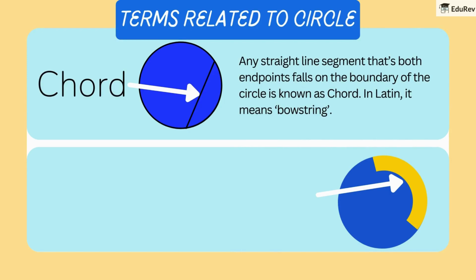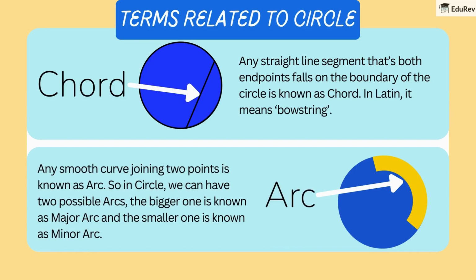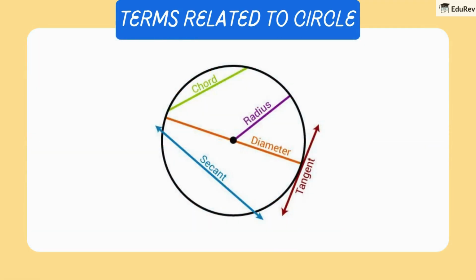Any straight line segment whose both endpoints fall on the boundary of the circle is known as a chord. In Latin, it means bowstring. Any smooth curve joining two points is known as an arc. So in a circle, we can have two possible arcs. The bigger one is known as the major arc and the smaller one is known as the minor arc. Here we can see all major arcs.